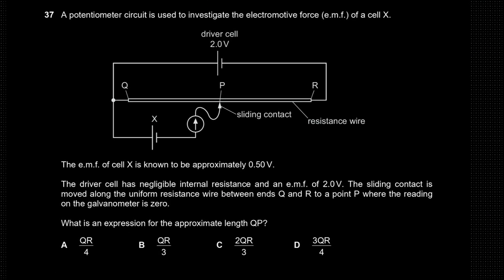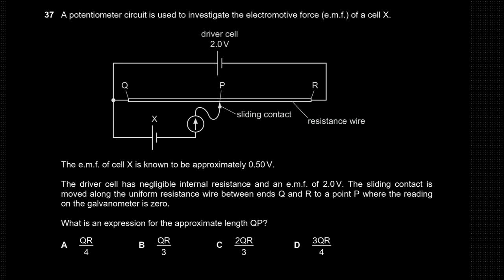A potentiometer circuit is used to investigate the EMF of a cell X. The EMF of cell X is known to be approximately 0.5 volts. The driver cell has negligible internal resistance and an EMF of 2 volts. The sliding contact has moved along the uniform resistance wire between ends Q and P to a point where the reading is 0. What is an expression for the approximate length QP?